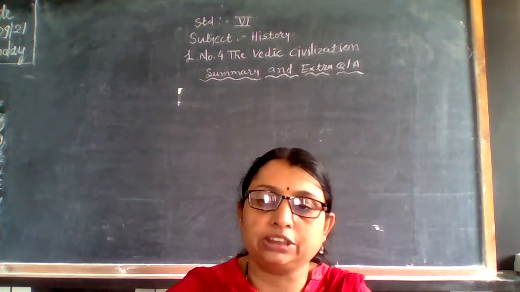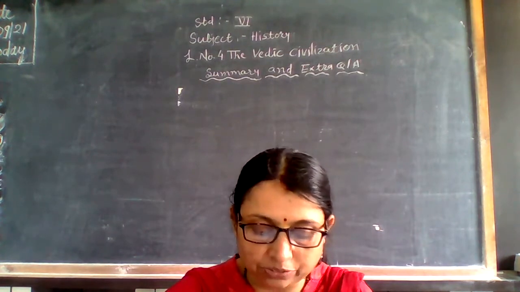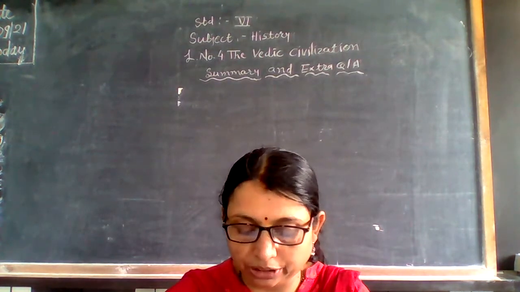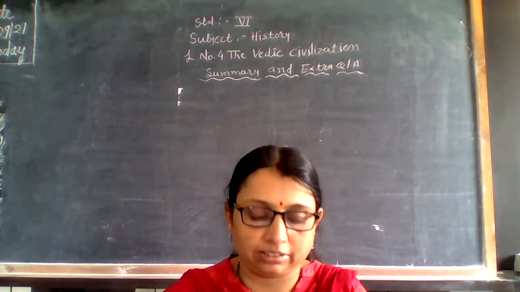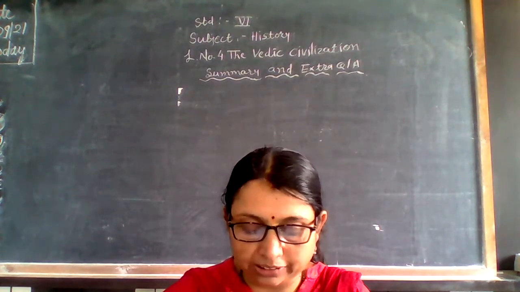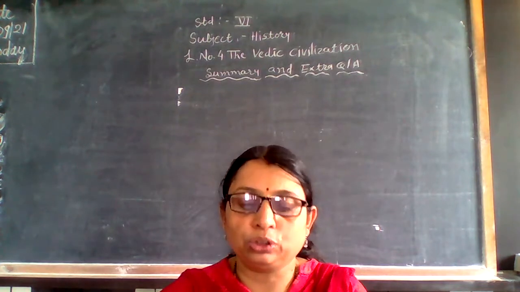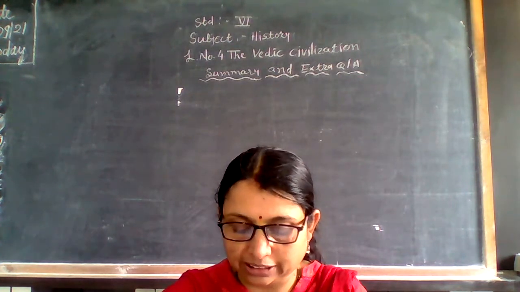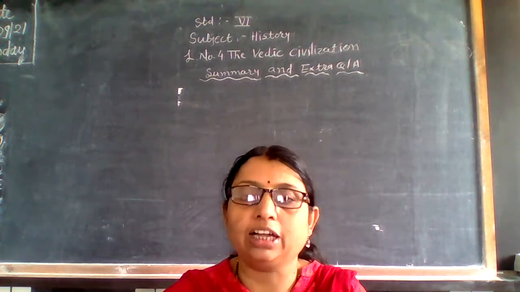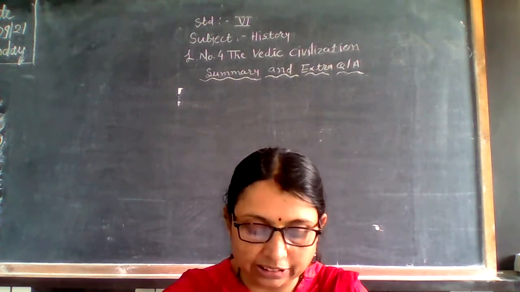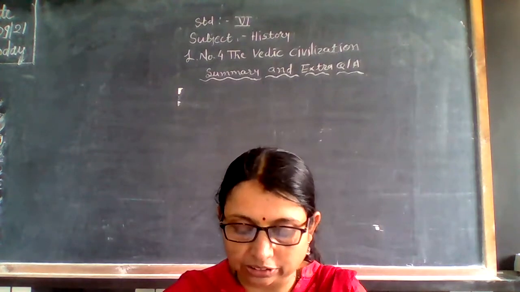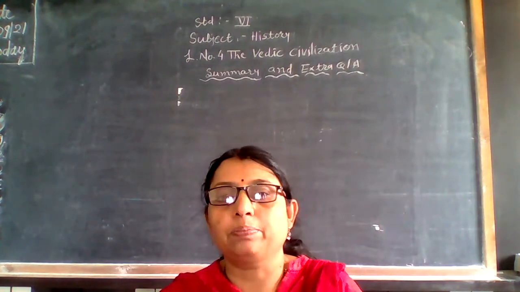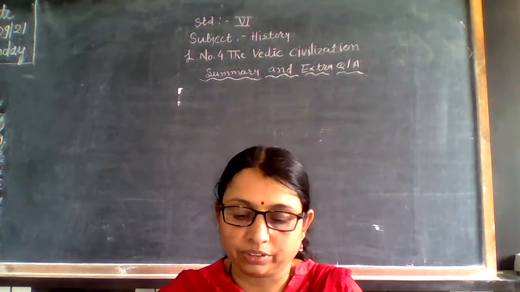The ashram system. The ashrams were a systematic arrangement of an individual's life from birth to death. An individual was expected to go through four stages or ashrams in life. These stages in life were Brahmacharya ashram, Grihastha ashram, Vanaprastha ashram, and Sannyasa ashram.